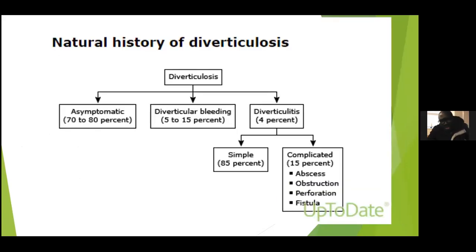Now, in terms of the natural history of it, most of them will present as the asymptomatic type, about 70 to 80%, and about 5 to 15% will present with bleeding, and about 4% will present with diverticulitis. And among the 4%, 85% will present as simple diverticulitis, and the 15% will present as complicated diverticulitis with either of these occurring.